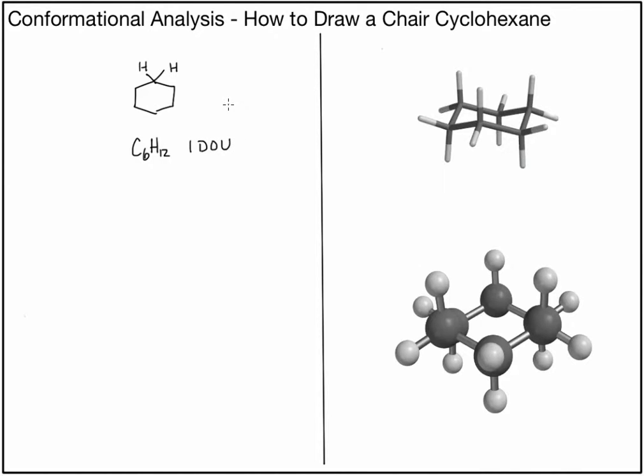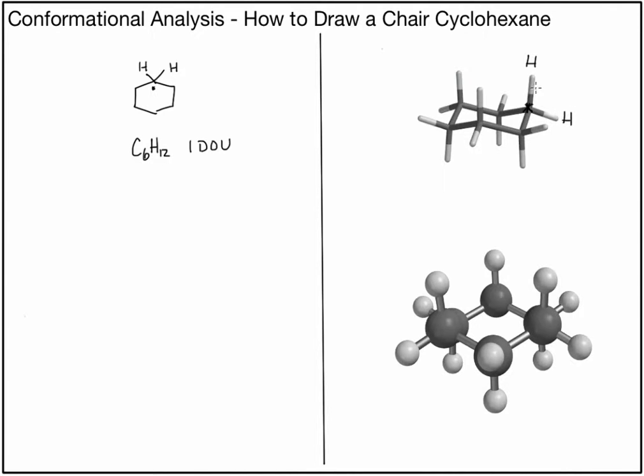The reason it's important to know how to draw a chair cyclohexane is that these 2 hydrogens, even though they're bonded to the same carbon, which I'll designate with an asterisk, are not equivalent. When you look at them in the flat representation, they look equivalent. However, if we examine a model of cyclohexane, where each of these bonds is to a hydrogen, we can see that they're in different spatial orientations.